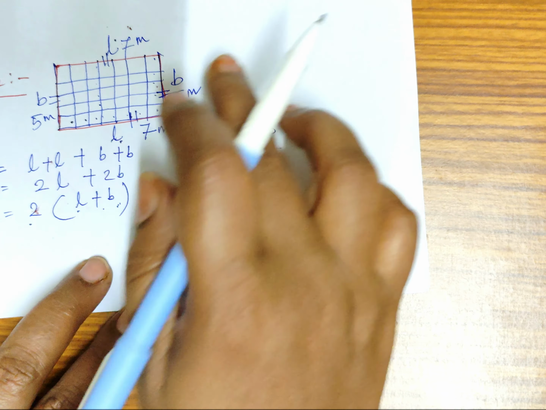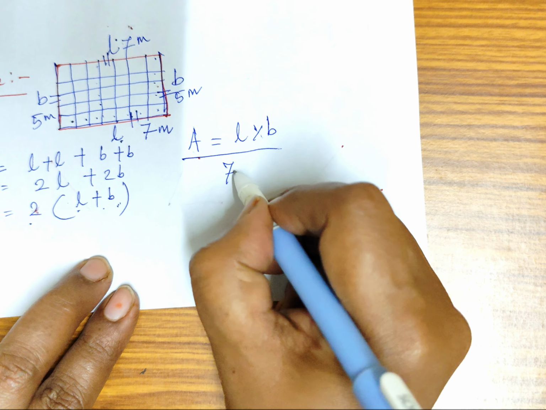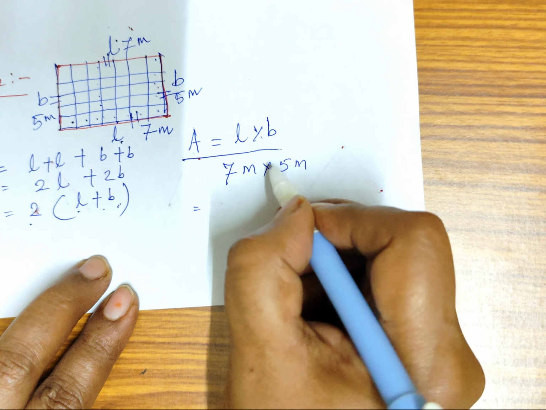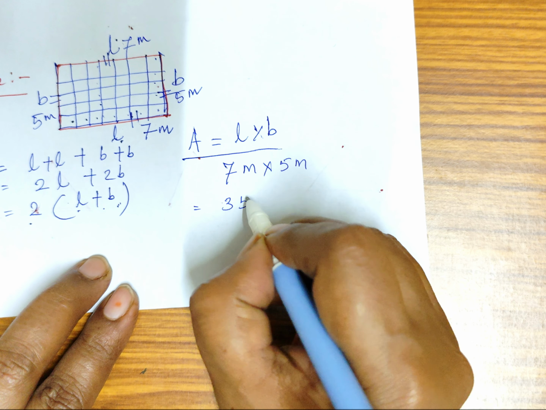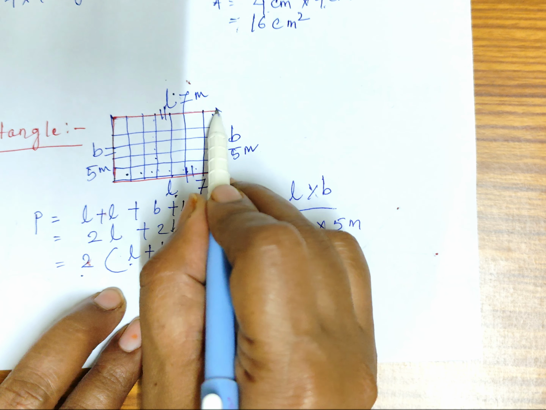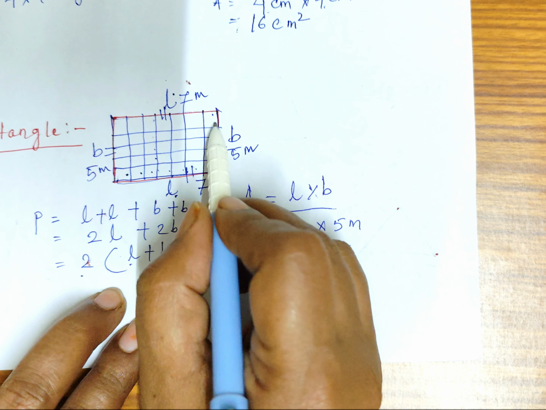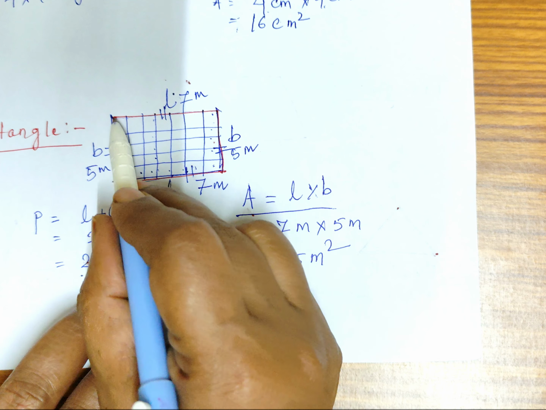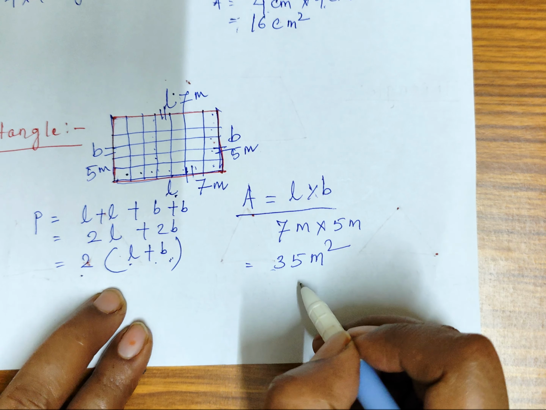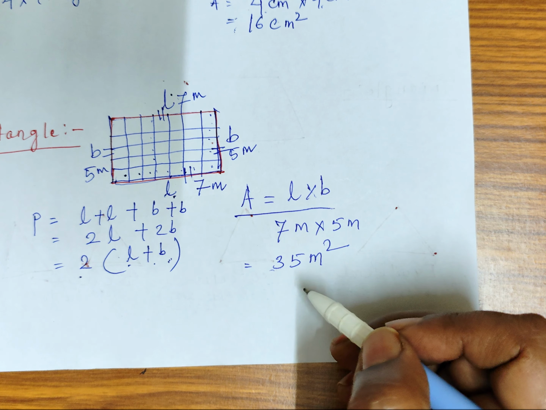So area will be L into B. That means 7 meter into 5 meter is equal to 7 5s are 35 meter square. If you count the numbers inside, the total number will be 35, right? So the inside area will be 35. So our area will be 35 meters square.